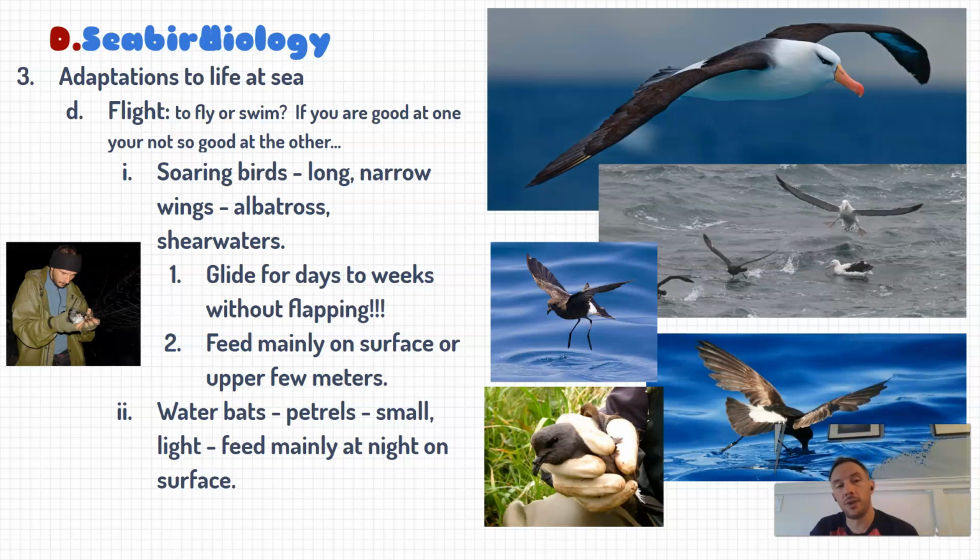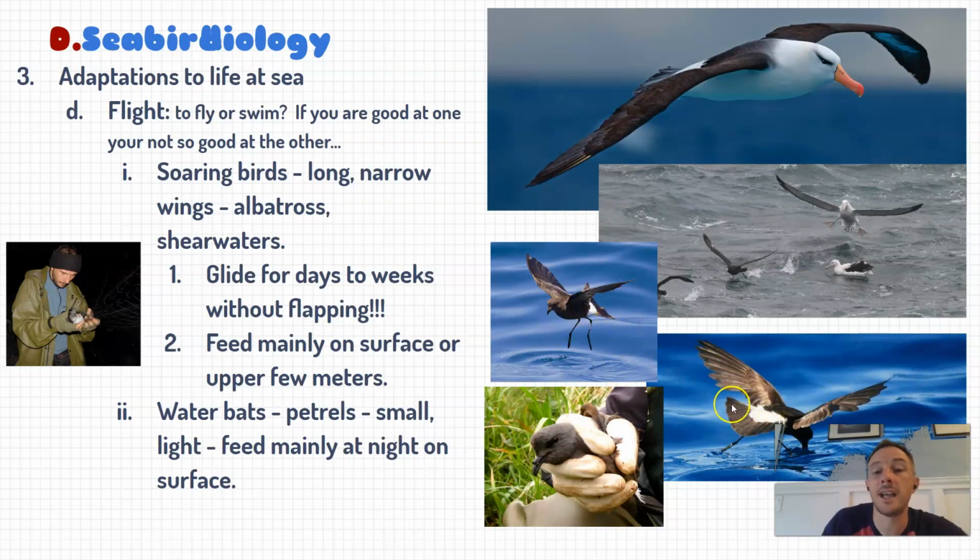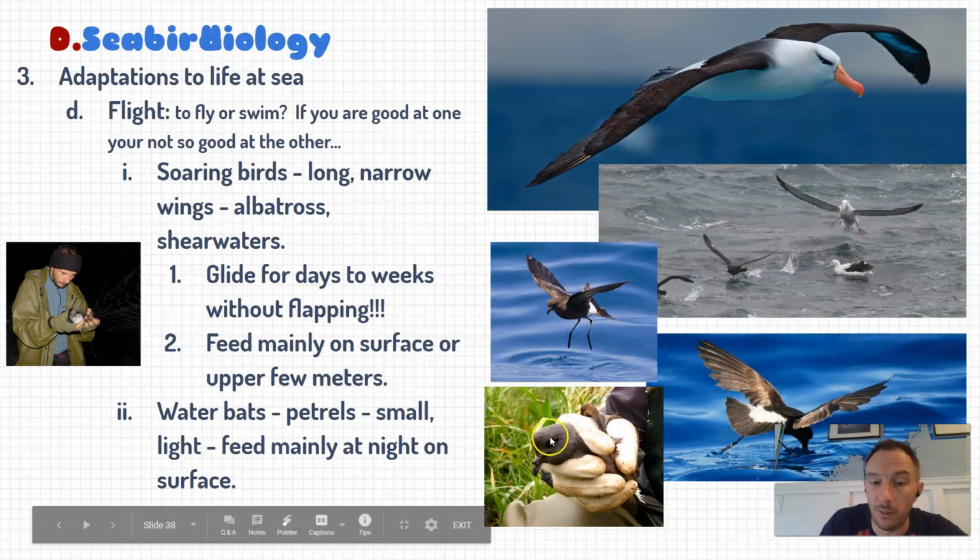Water bats, or petrels, also a type of tube nose. They have another flying adaptation. They would walk along the surface, flapping their wings. They have large wings for their body size, and they're very, very light and dainty little birds. These are Leach's storm petrels. There's a picture of me holding a Leach's storm petrel up in Alaska, working with and banding them.